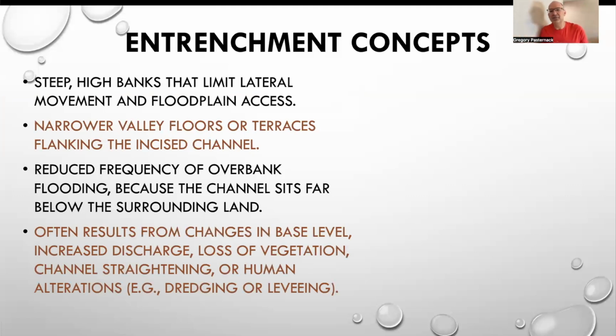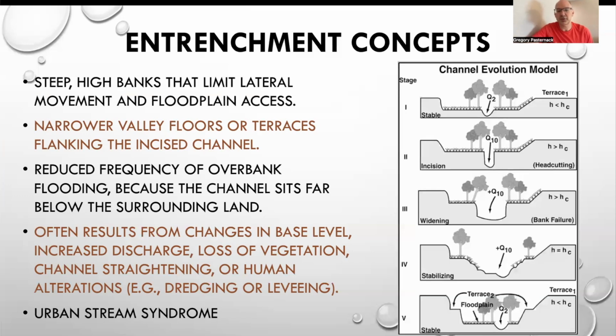Another one we have in Davis, California, for example, is that if you change a downstream river, you re-engineer it in some way, that can then propagate a wave of changes up through the system, such as entrenchment. But increase in discharge, loss of vegetation, like from grazing, channel straightening, or leveeing, dredging. There's a lot of things that can do it. And then, of course, the evolution process that we call urban stream syndrome.